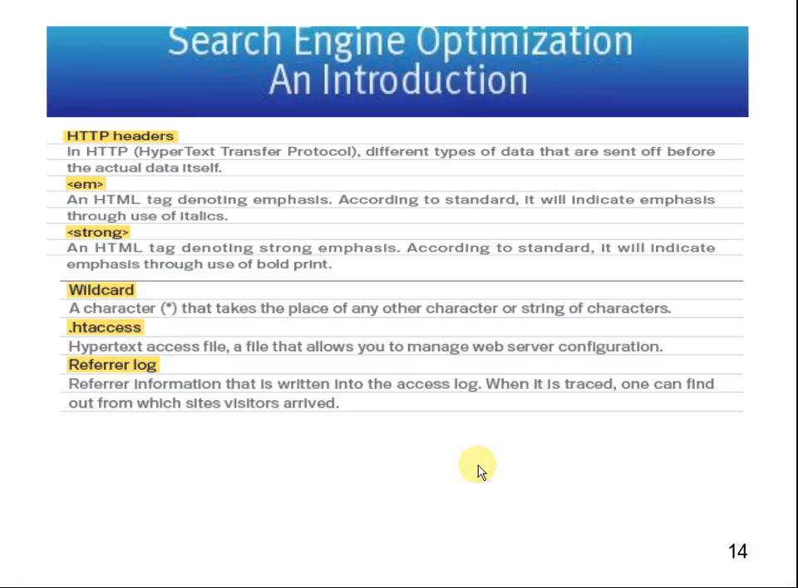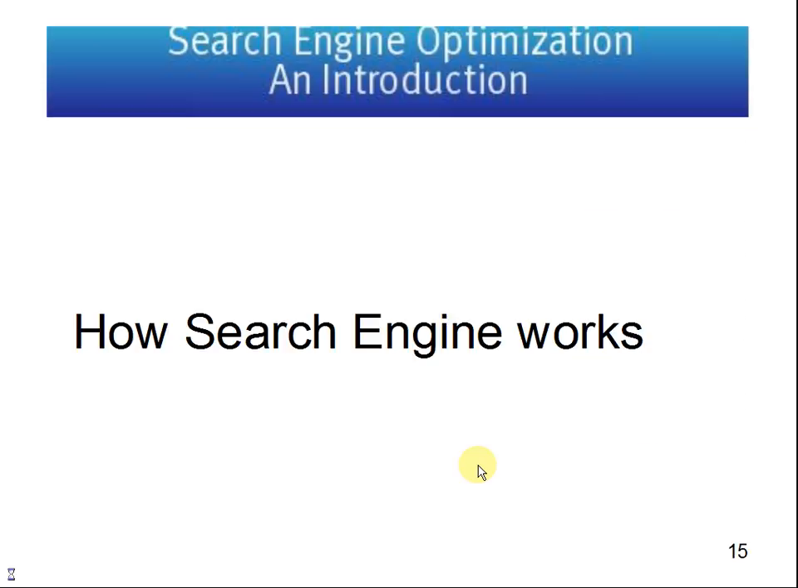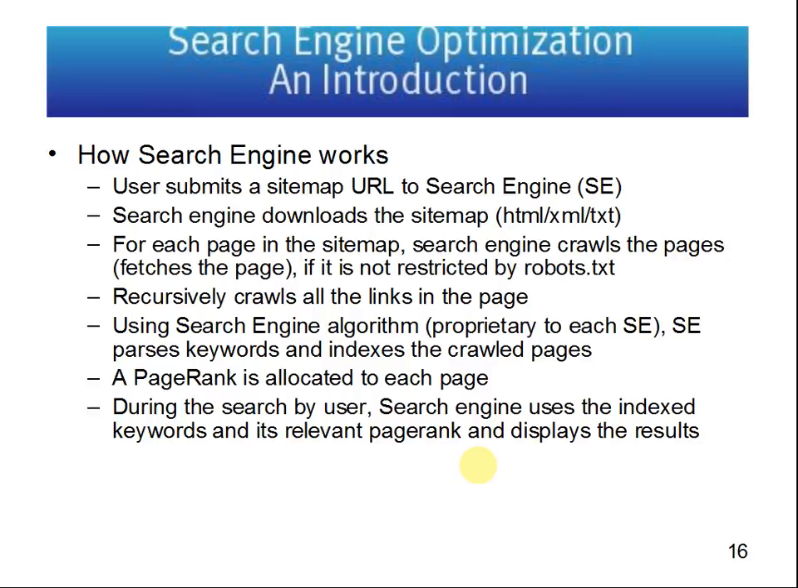So how does a search engine work? The user submits a sitemap URL to the search engine. Each search engine has a submit site option. Otherwise, when a search engine identifies your site because somebody links to it, and it crawls that site and finds your site, only then will it know you have a website. Otherwise, how will a search engine know? Never. So you can also submit your site to the search engine, so that you can request the search engine to crawl and index your data into their database.